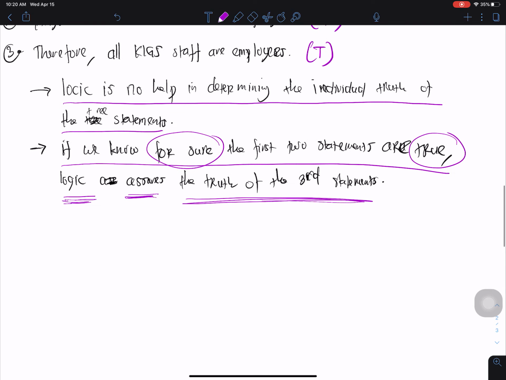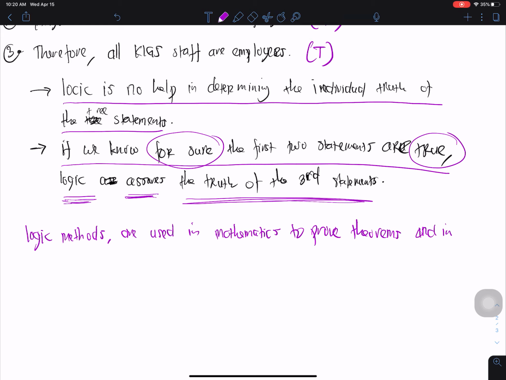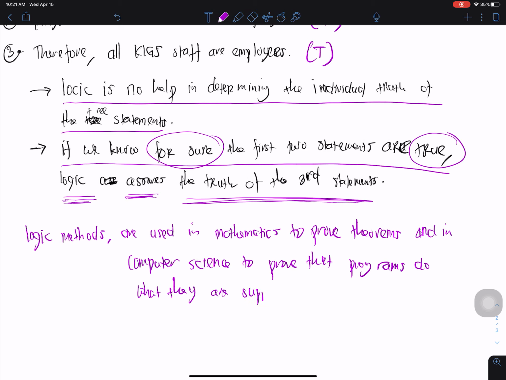So with these explanations, we can say logic methods are used in mathematics to prove theorems, and in computer science to prove that programs do what they are supposed to do.